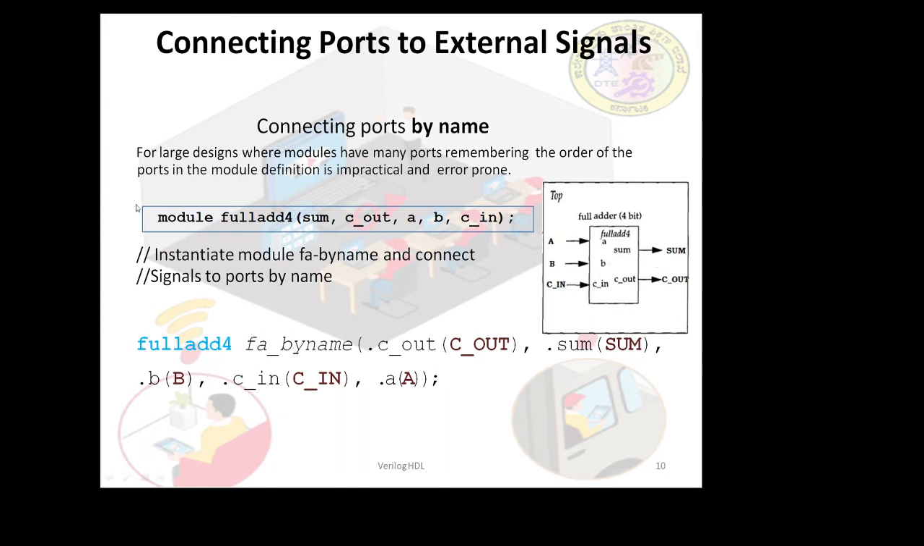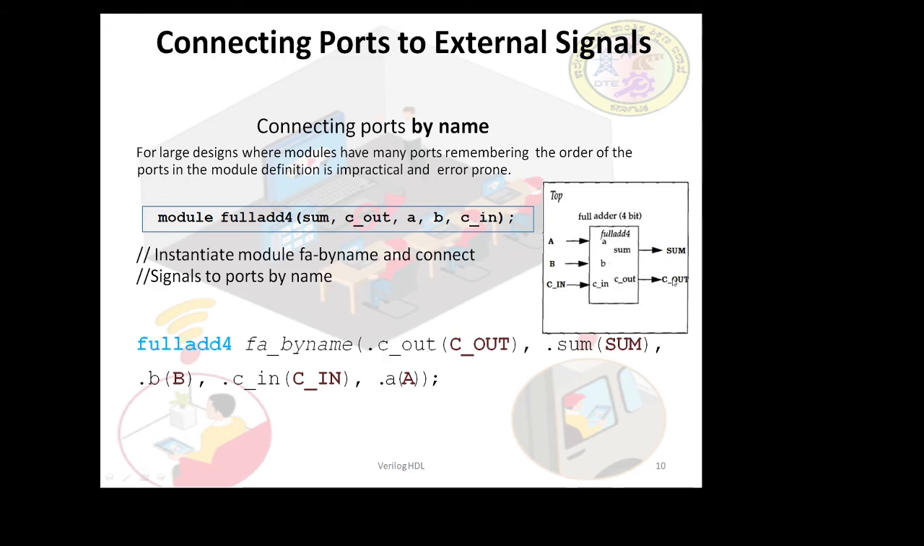So here, this is the main program we had: module followed by the module name, that is full add 4, sum comma C underscore out, A comma B comma C underscore in. This is the port list we have written in the main program within the parentheses, and then terminate it with a semicolon. And this top level stimulus is going to instantiate a full add 4, and this is the component name, the module name we want to connect to signals by port name. And here we will not be remembering the order of the ports, so we will connect it by the port name.